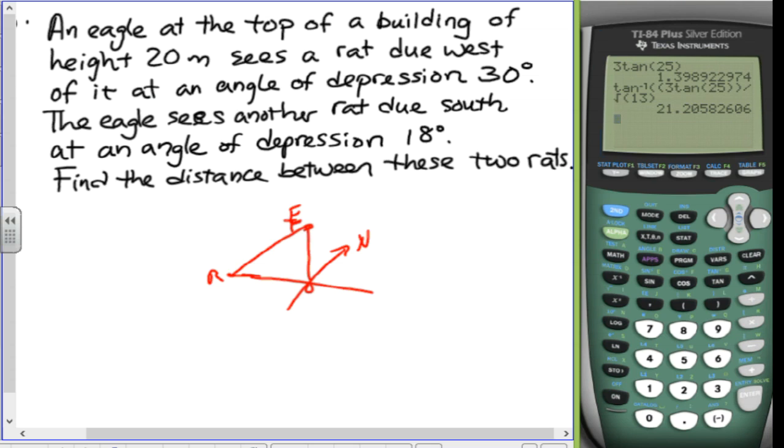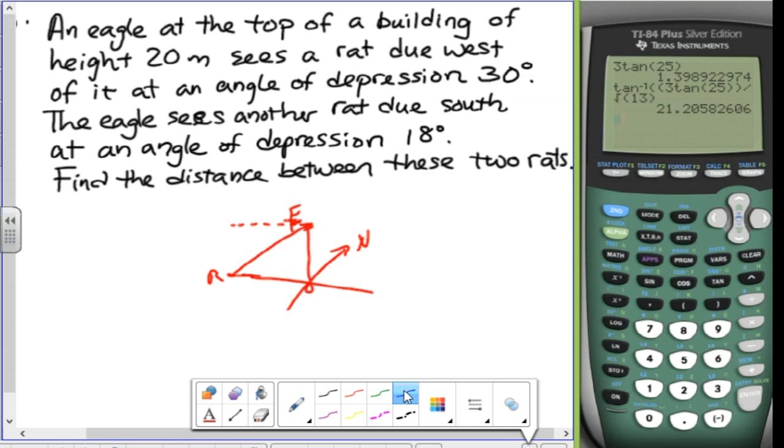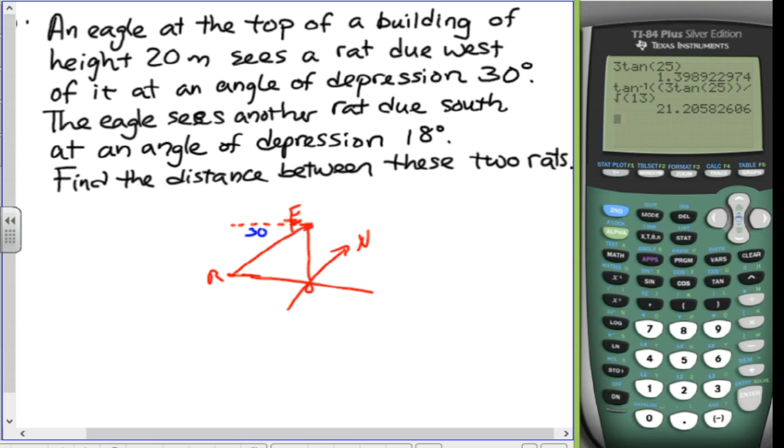And then the angle of depression is measured from the horizontal, and we're going to call this 30 degrees. If it's horizontal ground, then these two lines are perpendicular. So these two lines are parallel. Therefore, this is also going to be 30 degrees. Here is 90 degrees, that is, we assume that the building is actually vertical.